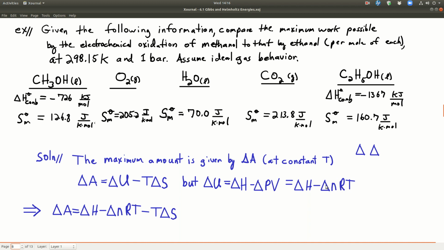So if we substitute this in for delta H, we get this expression right here for the change in Helmholtz energy: delta H minus delta n RT minus T delta S. Here, as earlier, delta n is the change in the number of moles of gaseous species between the product side and the reactant side, so product gaseous species minus reactant gaseous species. We'll see in just a second. So we have all this information. Let's go do it.